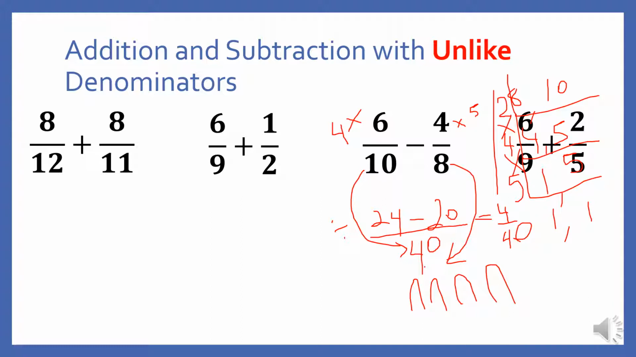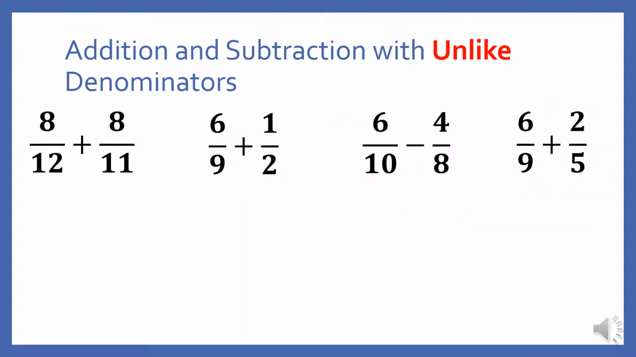Let's do yet another example. We have 6 over 9 plus 2 over 5. We don't have common denominators, so we need to find the LCM. What is the LCM of 9 and 5? You can list the multiples, or you can work it like this. 5 and 9. 5 can go into 5 one time. 5 can't go into 9 without a remainder. So I'm going to bring down my 9. 9 into 9 is 1.